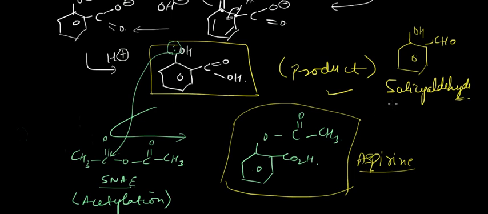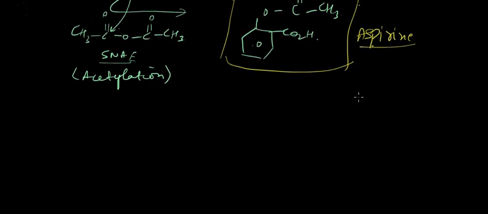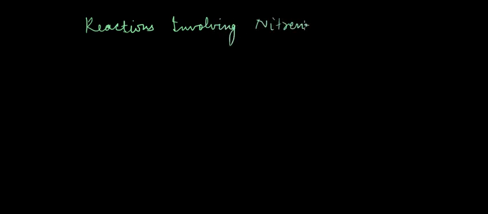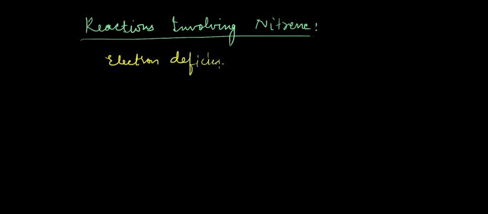Okay, now let us look into reactions involving nitrene. So suppose, nitrene is basically electron deficient nitrogen, as we also saw carbene in previous lectures. That is electron deficient carbon, so in this case this is electron deficient nitrogen.